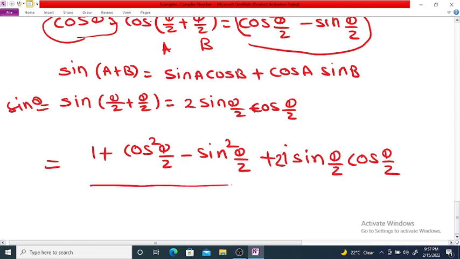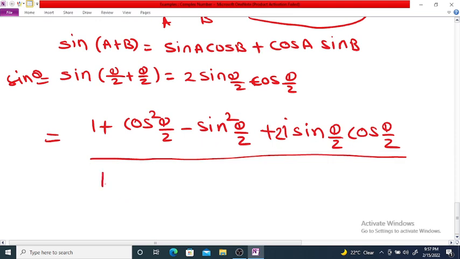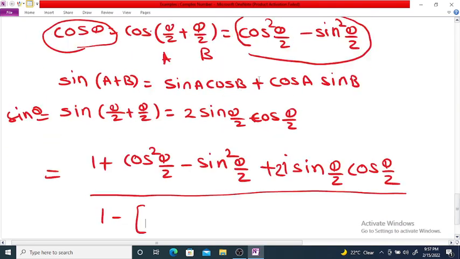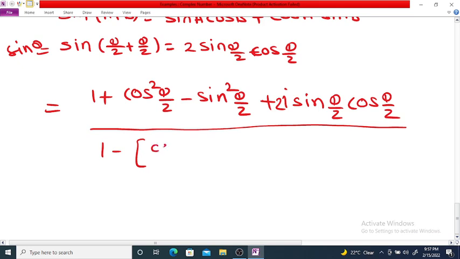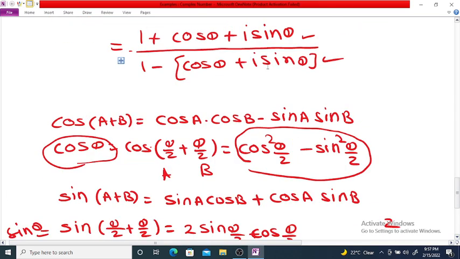Now divided by, in the denominator, 1 minus the bracket, which is cos θ plus i sin θ. So cos θ is nothing but cos²(θ/2) - sin²(θ/2), plus 2i sin(θ/2) cos(θ/2), where this is the value of sin θ.